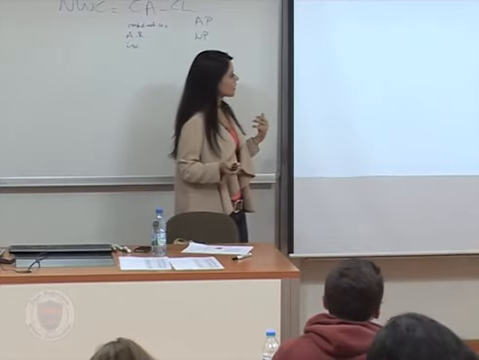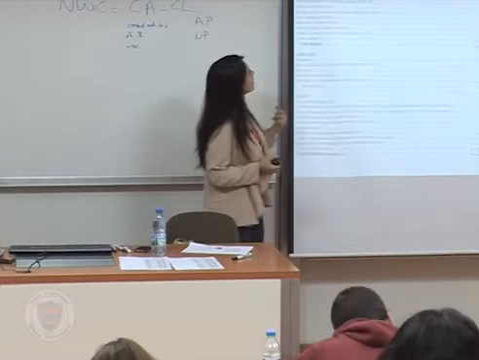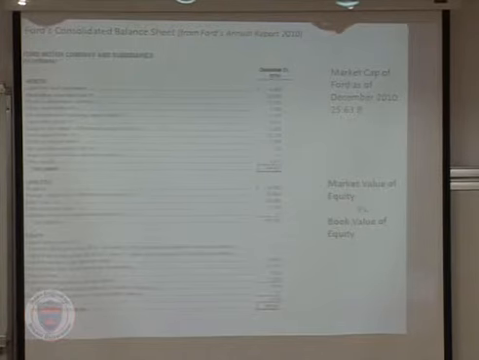What I'm trying to say is this. This is from Ford's balance sheets. We have assets and liabilities. Here, for instance, total equity is minus $642 million. So as of December 31st, 2010, the equity value, the book value of Ford, was negative.